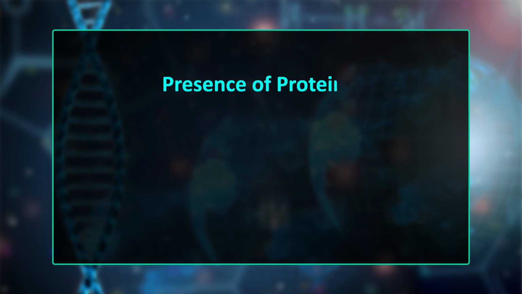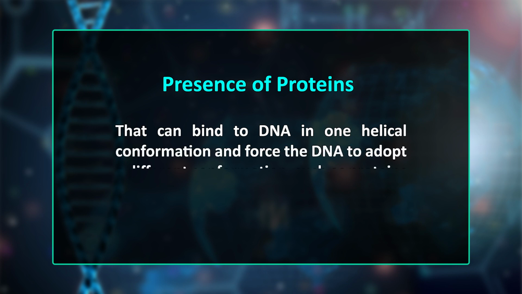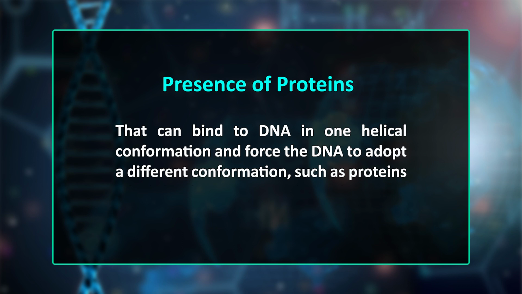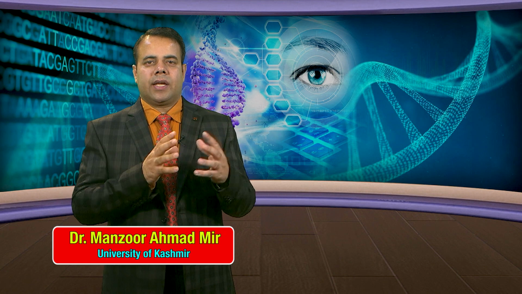The third condition is the presence of proteins that can bind to the DNA in one helical conformation and force the DNA to adopt different conformations, such as proteins which bind to bDNA can drive it to either A or Z forms. In living cells, most of the DNA is in a mixture of A and bDNA conformations with a few small regions capable of forming zDNA.